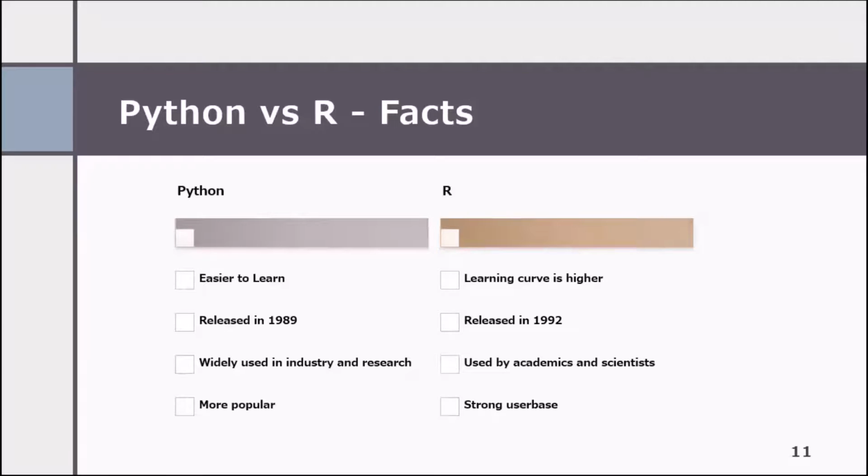So some fun facts. Python is easier to learn. R's learning curve is higher. Python was released in 1989, earlier than R. R was released in 1992. Python is widely used in industry and research. R is used by academics and scientists. Python is more popular, of course, and R also has a very strong user base.